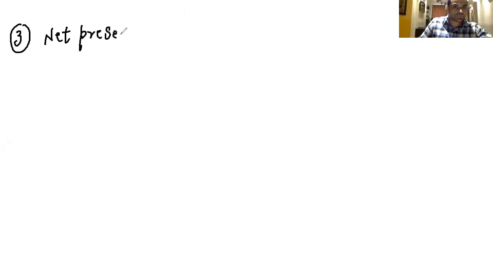So the next method is the net present value. This is the third method, net present value. Remember, this is net present value, not present value.